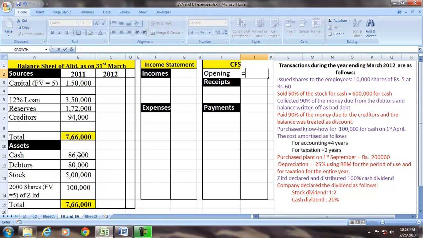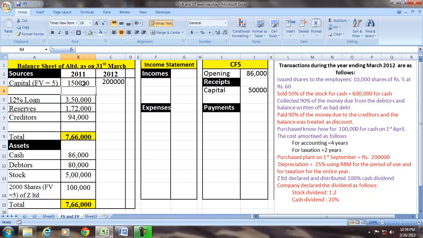So the opening cash in hand is 86,000. The company issued shares to the employees, 10,000 shares of 5 at rupees 60. So therefore capital is 10,000 into 5, 50,000. So the capital will increase by 50,000.